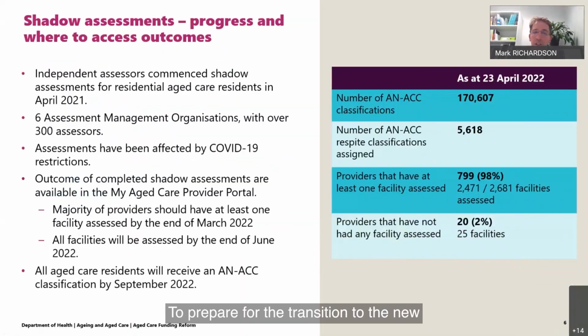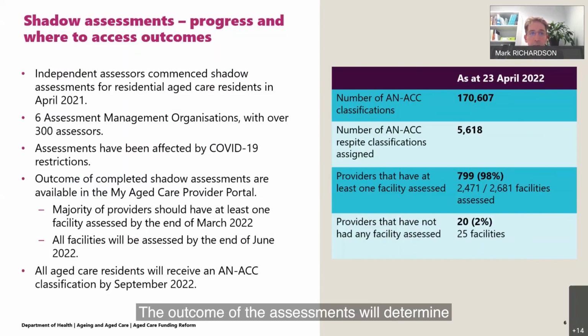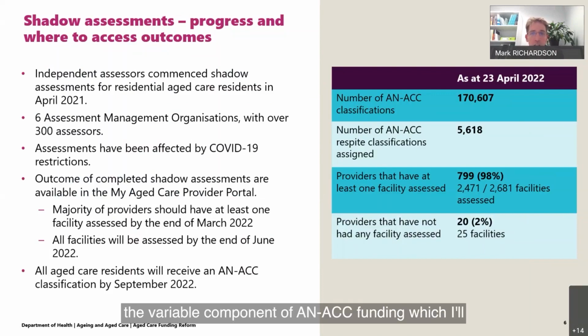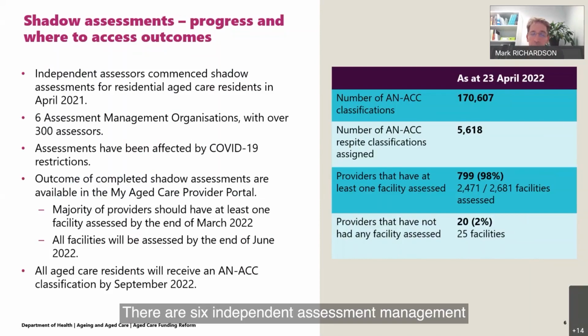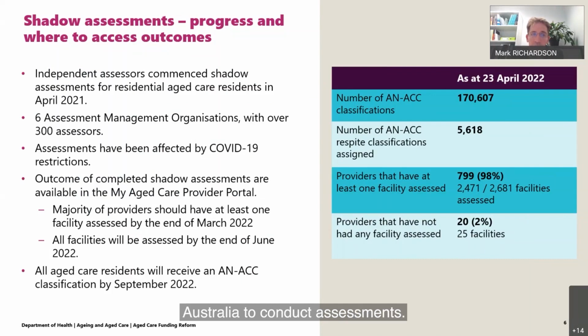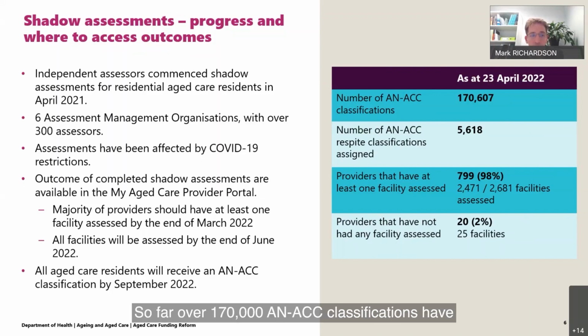To prepare for the transition to the new funding model, independent assessors are conducting shadow assessments with all aged care residents to determine the AN-ACC classification that reflects a resident's care requirements. The outcome of the assessments will determine the variable component of AN-ACC funding, which I'll go through in some detail in later slides. There are 6 independent assessment management organisations with over 300 assessors located around Australia to conduct assessments. So far, over 170,000 AN-ACC classifications have been conducted.